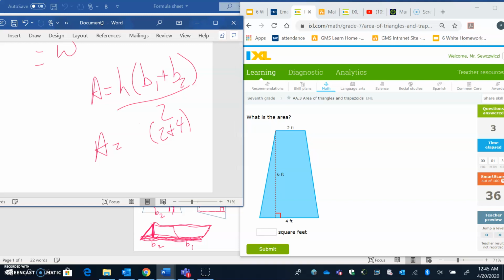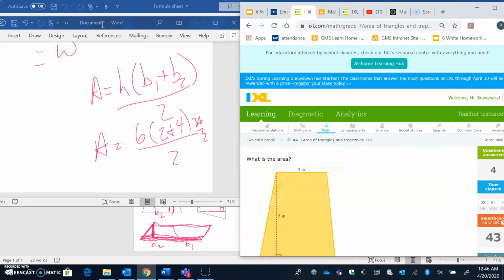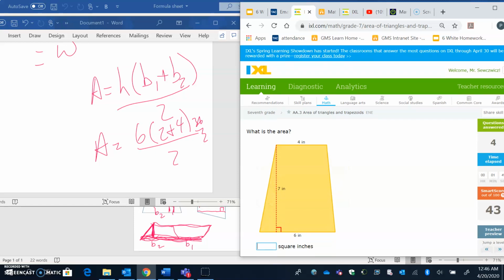Plus, when they tell you to figure out your height, they tell you to stand straight up and down, and that's what's going on here. And we're going to divide by 2. Start inside your parentheses. 2 plus 4 is 6. 6 times 6 is 36. So 36 divided by 2. Hello, 18.